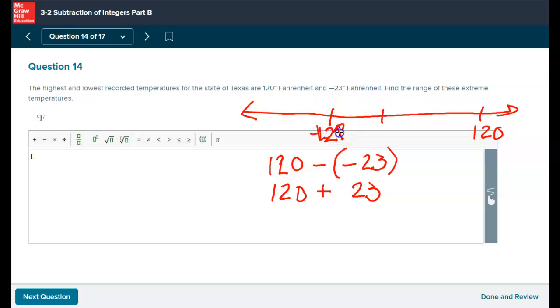That's terrible. This is supposed to be a 23. This is a distance of 23. This is a distance of 120. You would add them together and get 143. Oh my gosh. This pen is not working.